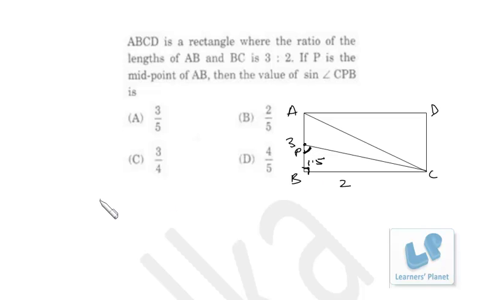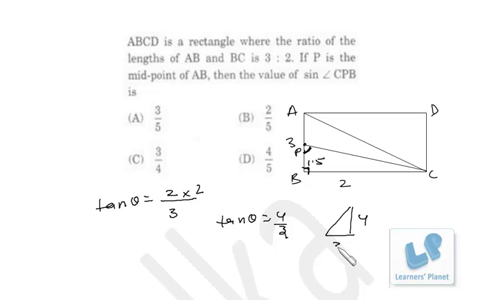So tan theta will be perpendicular by base. So this is 3 by 2, so tan theta is 4 by 3. Okay, so tan theta is 4 by 3. That means perpendicular is 4 and base is 3. That means hypotenuse must be 5, right?